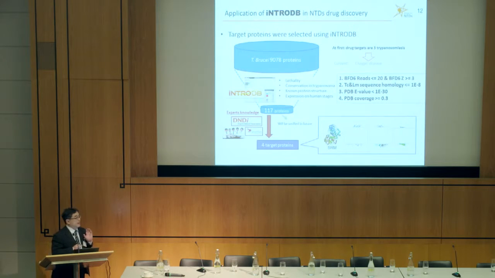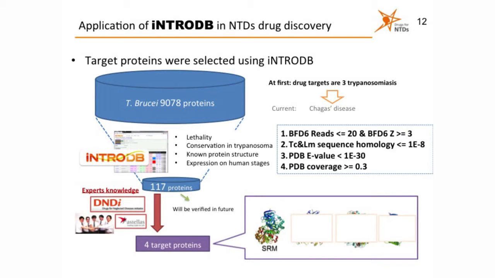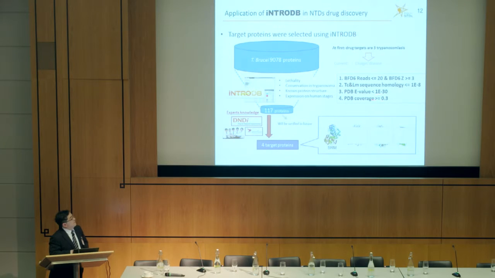3 years ago, in our actual project, we started from brucei genome sequences and started from 9,000 proteins. We put these selection conditions, meaning lethality and very strong conservation among the 3 trypanosomes, and very close structures available in PDB, very tight conditions, I think. We selected 117 candidates at first. But 100 proteins is too big a number for us, so after that we made manual inspections, and by discussions with experts, we chose 4 targets.